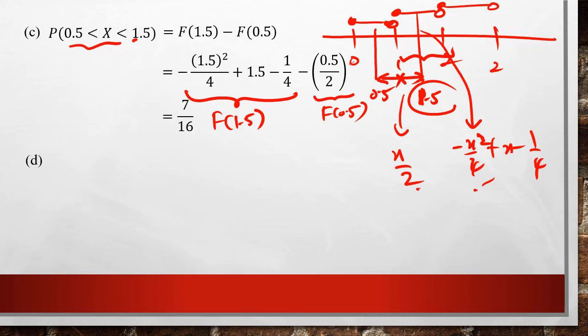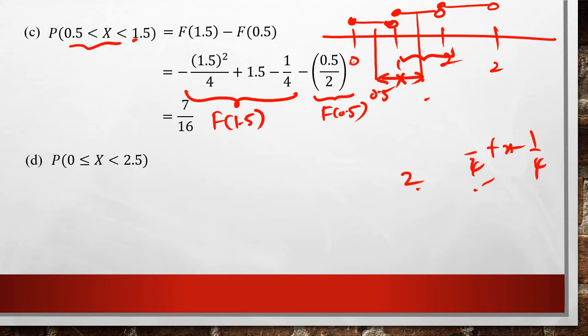Okay, lastly for question D, we want to find the probability of x in between 0 and 2.5. Okay, so where is 0 and 2.5?